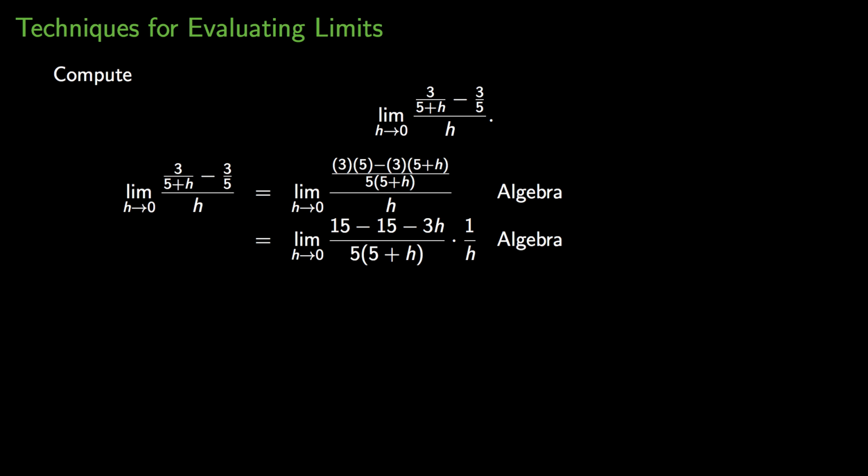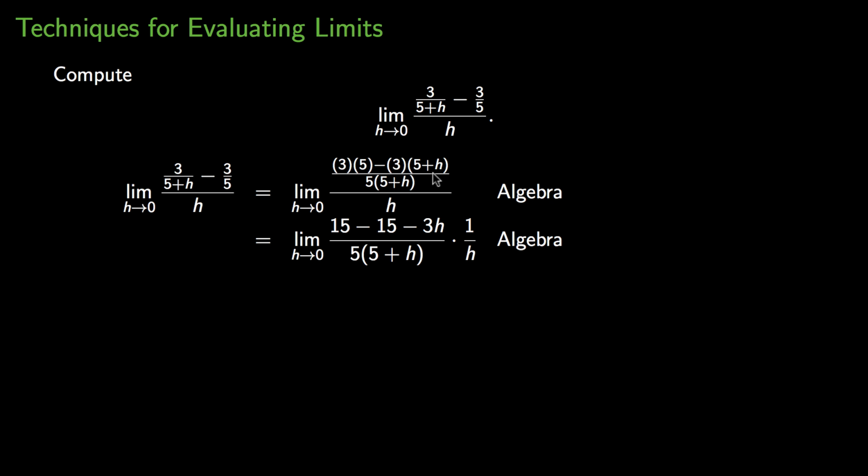Next, I'm going to do two different things. The first thing, if you can see, is I multiplied the 3 times 5, and I distributed this 3 over the 5 plus h. And so what I get is 15 minus 15 minus 3h.